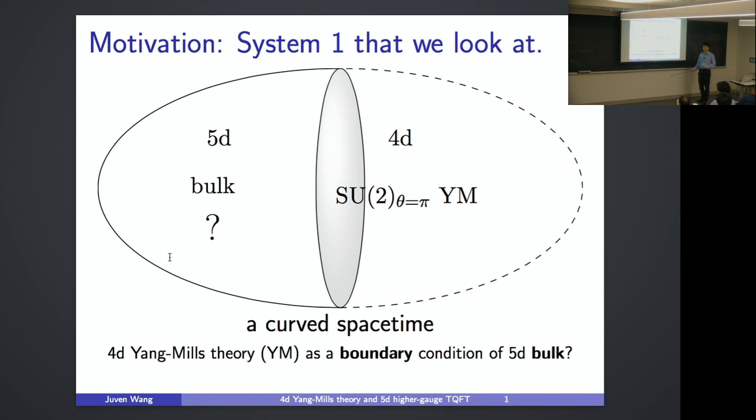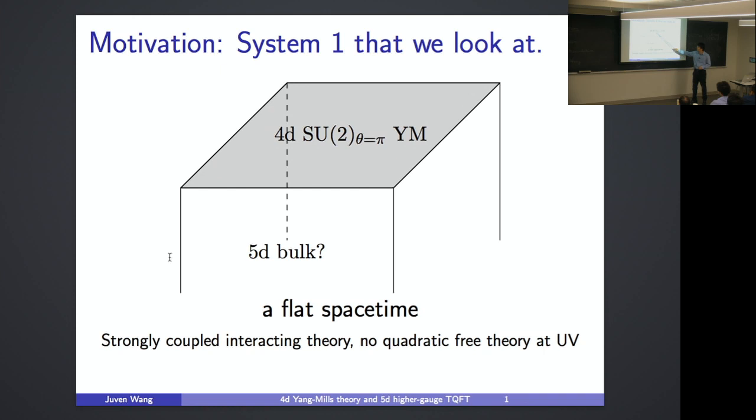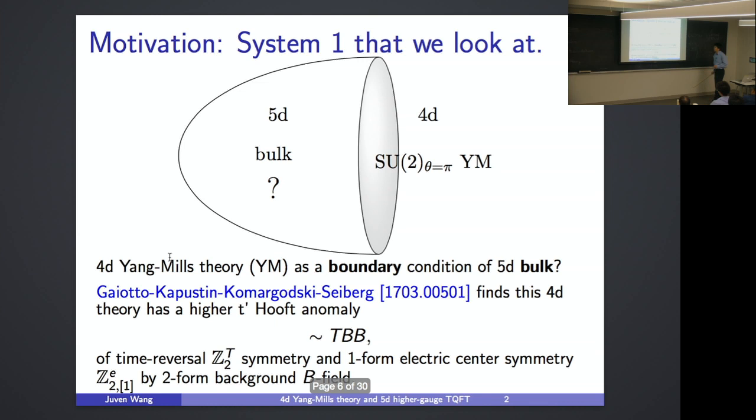Another highlight is that a lot of condensed matter people study boundary theories that are actually free. It's quadratic, a Z2 gauge theory, free fermion, but this is not an intrinsically strongly coupled interacting theory. All right, so the insight comes from people in the audience, Anton, Zohar, and Nati Seiberg, in 1703, who found a hint of a higher 't Hooft anomaly involving time reversal Z2T and the one-form electric center symmetry Z2^(1,E). This is probed by the two-form background field B, and T will have a linear probe. So they indicate that there's a TBB type of anomaly, written as a five-dimensional term.